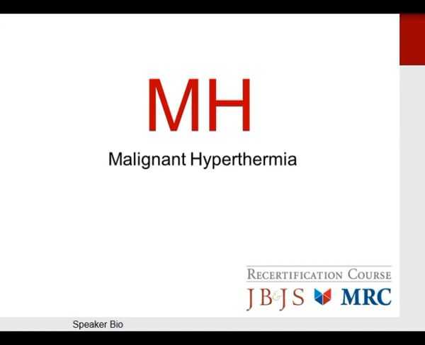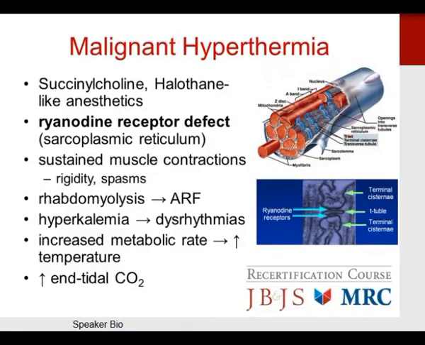Malignant hyperthermia. This is a condition seen in patients who receive halothane-type anesthetics or anesthetic agents like succinylcholine, which is a muscle paralytic agent. This is caused by a ryanodine receptor defect in the sarcoplasmic reticulum of muscle.